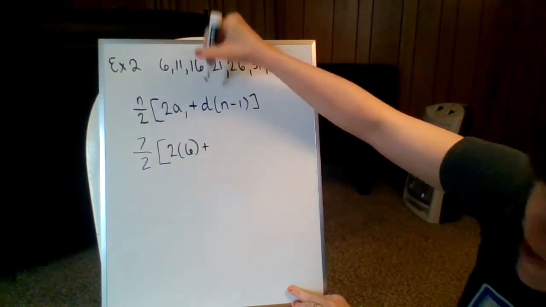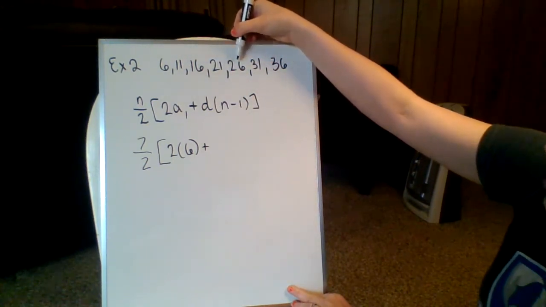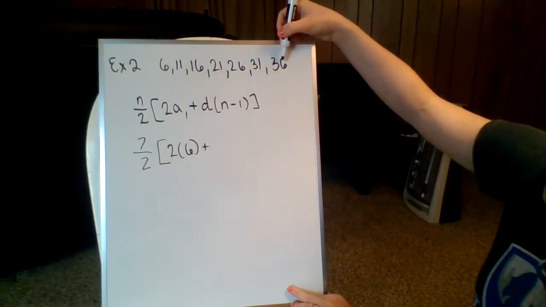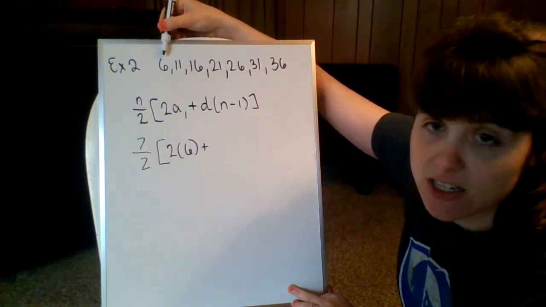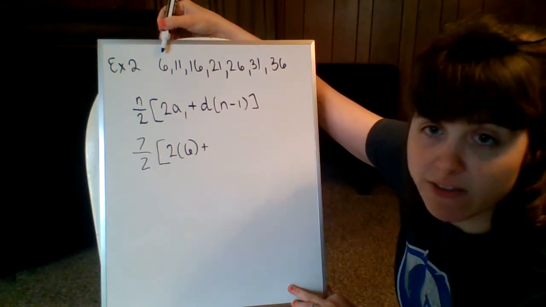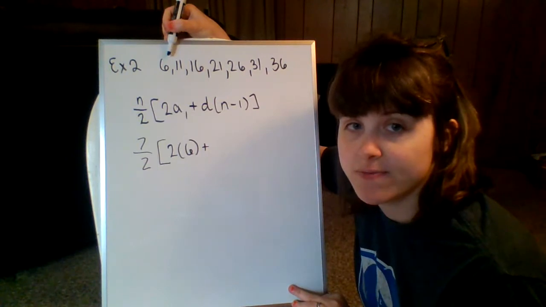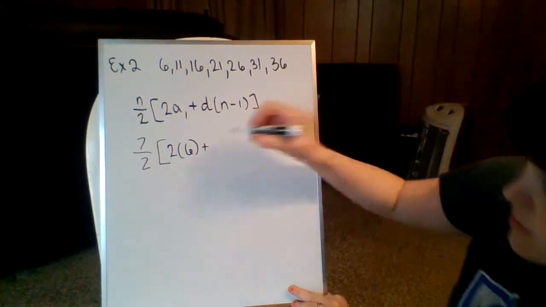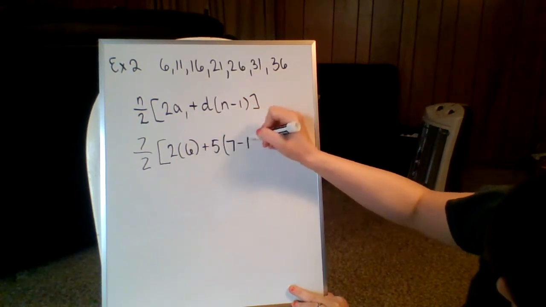D is the difference. So what are you doing each time to get the next number? What are you adding each time to get the next number? And if you can't figure that out, you can always do 11 minus 6, the second term minus the first term, to figure out what the difference is. So 11 minus 6 is 5. And then n we said was 7.